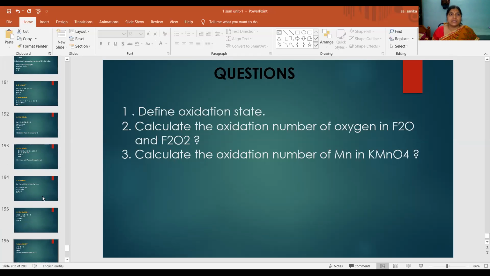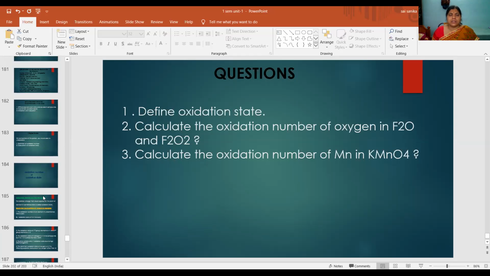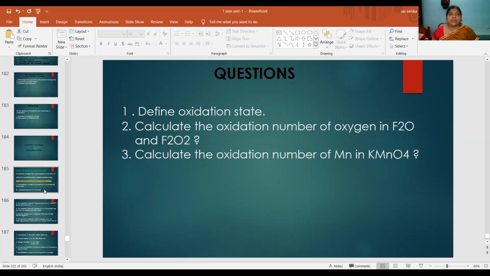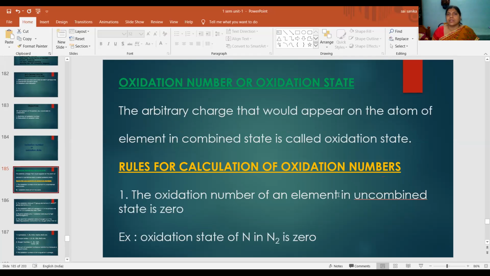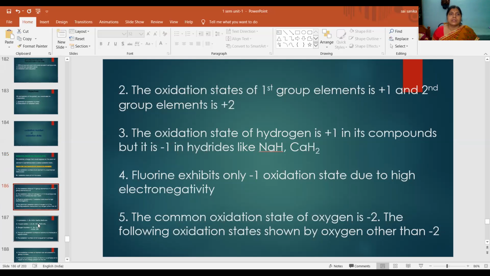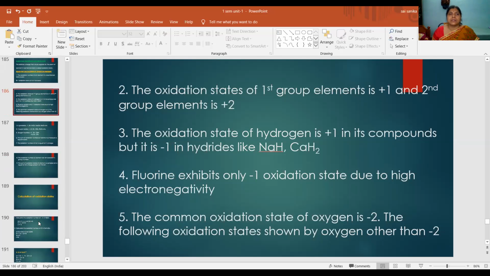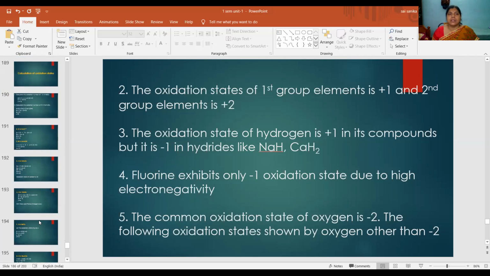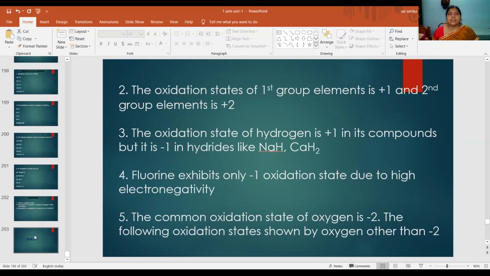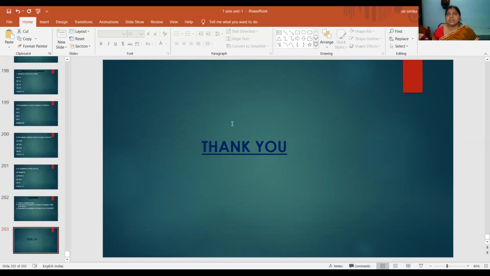So what we have discussed here: what is an oxidation state? That is very important. And no one will ask you to write the rules for calculation of oxidation states. Just remember these rules, especially hydrogen how much, oxygen how much, peroxides how much, superoxides how much. That one you remember. Then you can calculate the oxidation state of any element in molecules or in complex ions. Okay. So with this we finish the oxidation states topic.